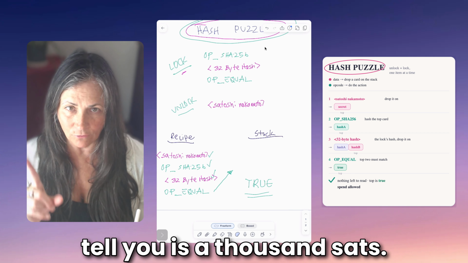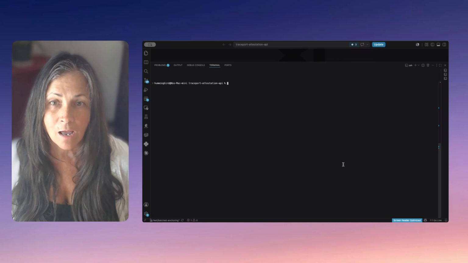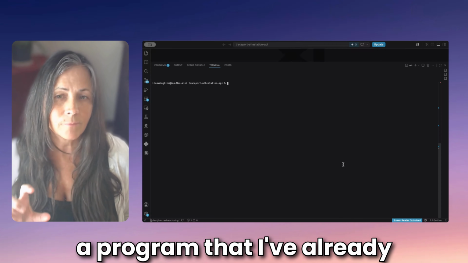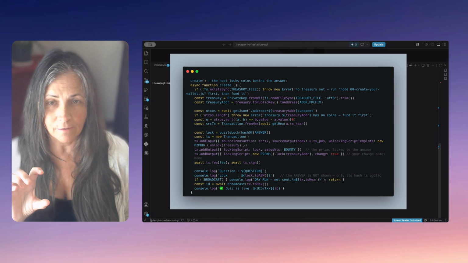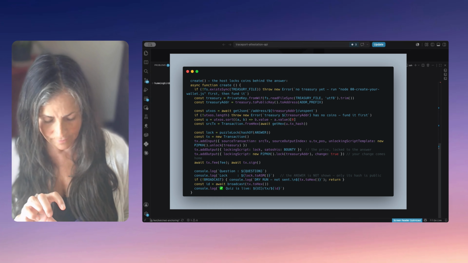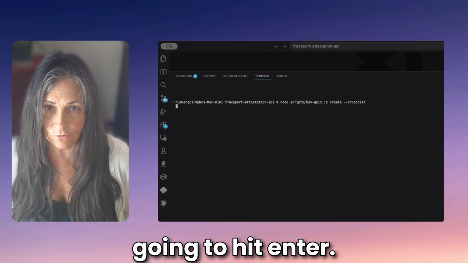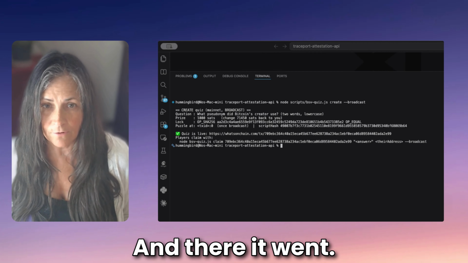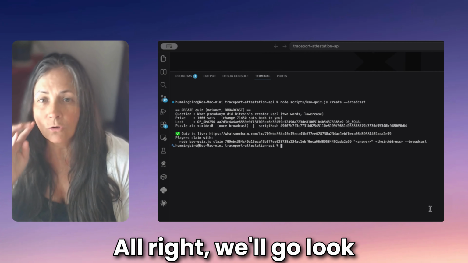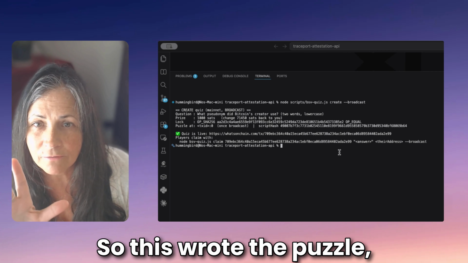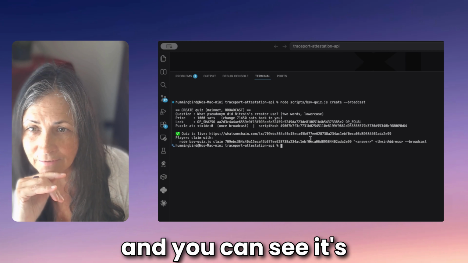Now let's go take a look at me running both of these mini programs in the terminal. All right, so here we are, and I am about to run a program that I've already written that is broadcasting a transaction, and it is that lock, that puzzle. And so I'm going to hit enter, and there it went. All right, we'll go look at that in a moment, but first I want to claim it. So this wrote the puzzle, and you can see it's on WhatsOnChain.